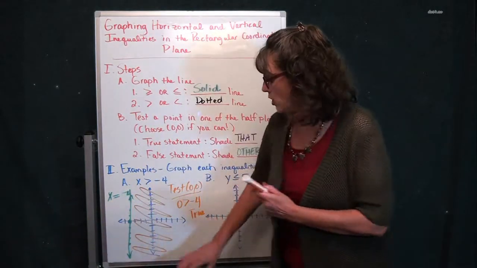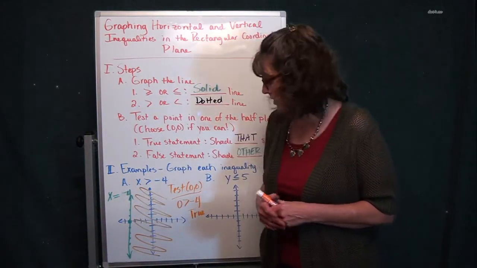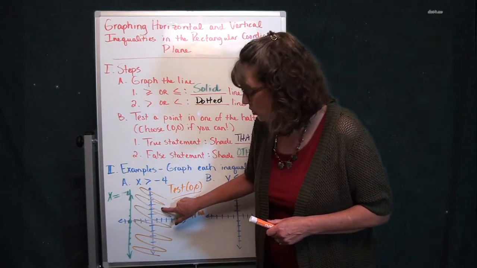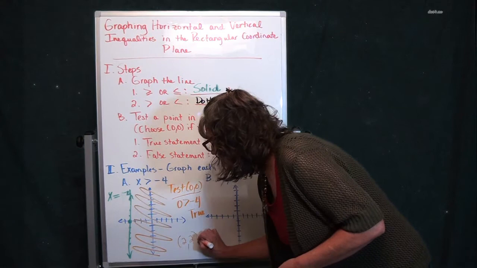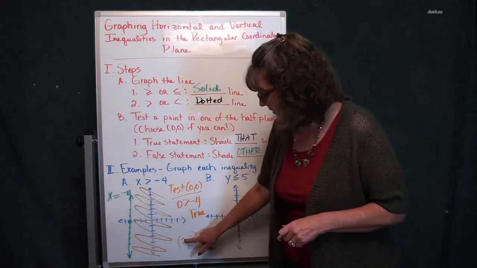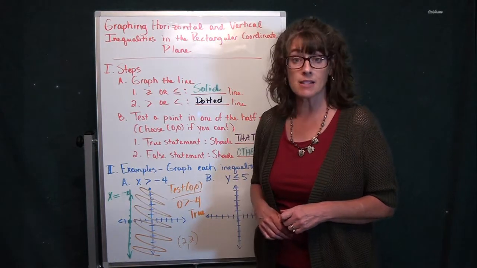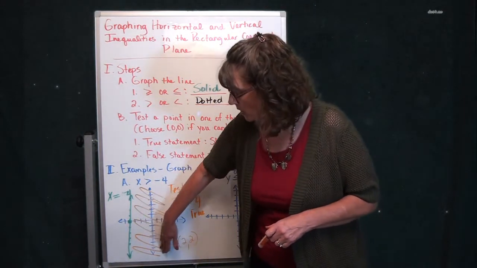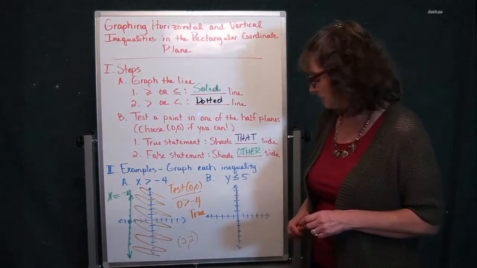Nothing over here works. So if I pick any of these points and put their coordinates in there, it will create a true statement. Pick this point right here, (2, 2). With (2, 2), the only thing that I can plug in is the x coordinate. When I take that x coordinate of 2 and put it right there, is 2 greater than negative 4? Yes, it is. So see, everything over here works, everything on the line works, everything over there does not work.